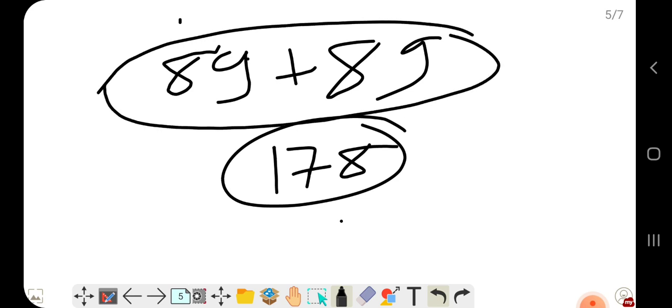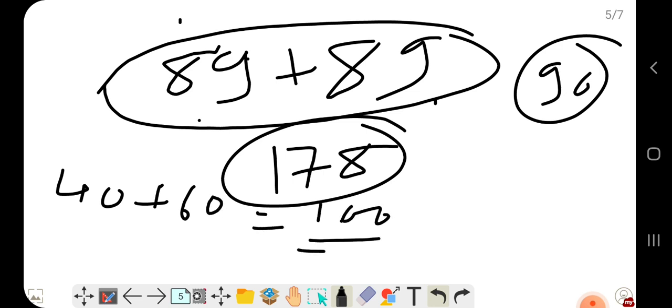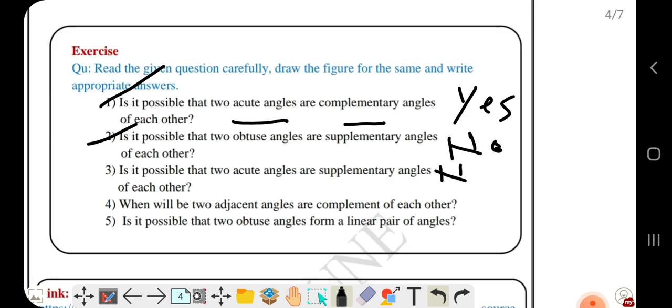Other acute angles will be less than 89, because the angles which are less than 90 are called acute angles. So if one acute angle is 40 and another angle is 60, the addition will be 100. So it is not possible to be supplementary angles if both angles are acute angles. I hope you understood this. So is it possible that two acute angles are supplementary? No, not possible. Okay.